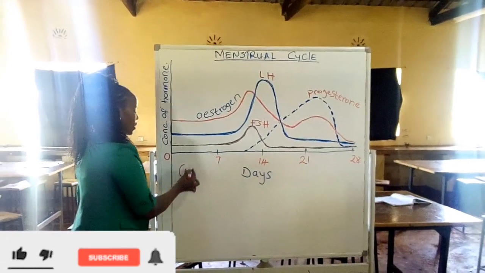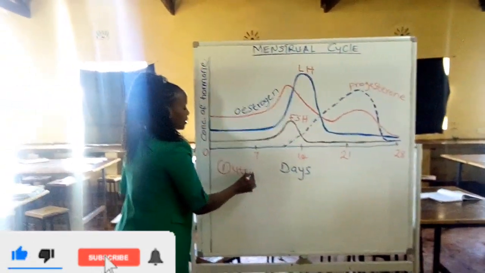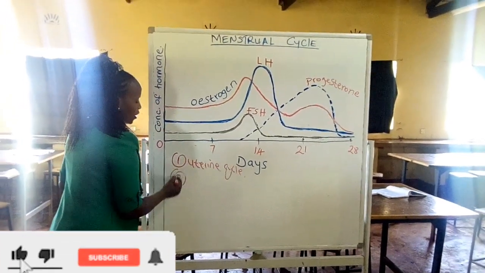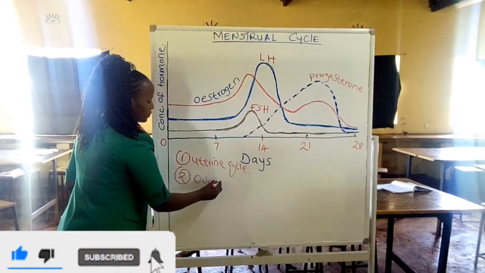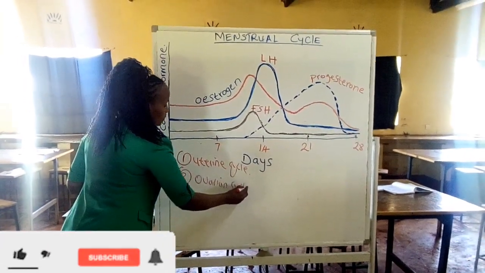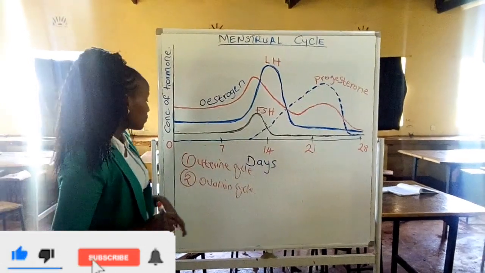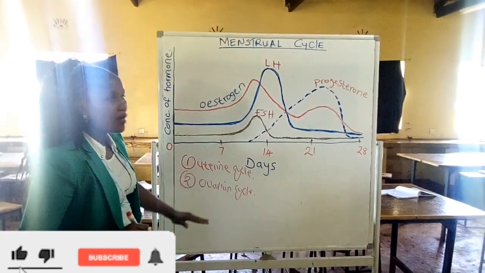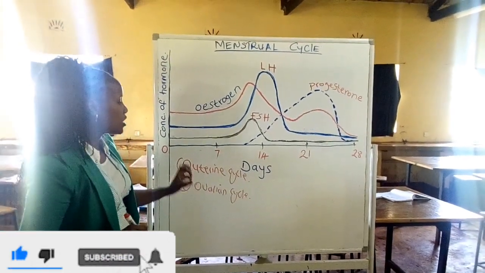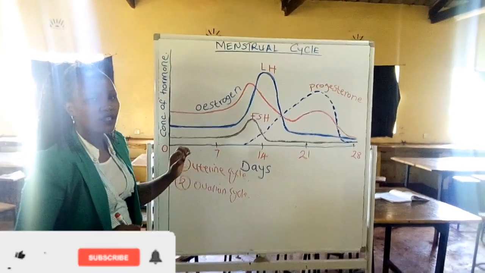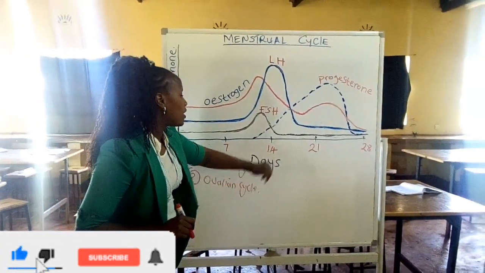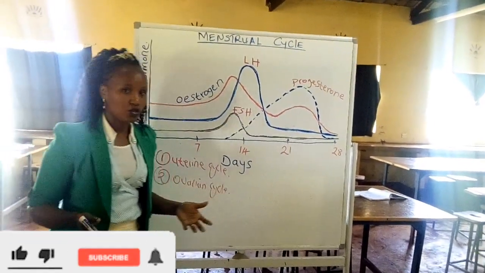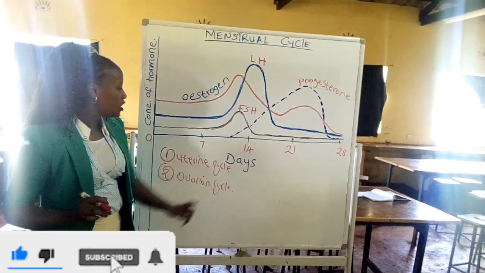One, the uterine cycle, and two, the ovarian cycle. The uterine cycle is whereby the uterus prepares itself for implantation of the fertilized egg after the egg has been ovulated on day 14. I know you're asking yourself what is ovulation, but hold on to your thought, we shall reach there.